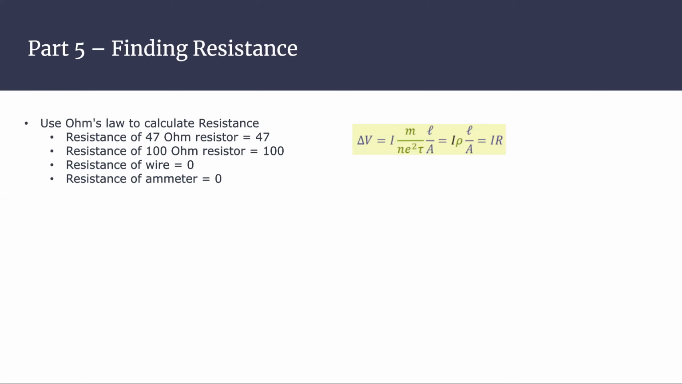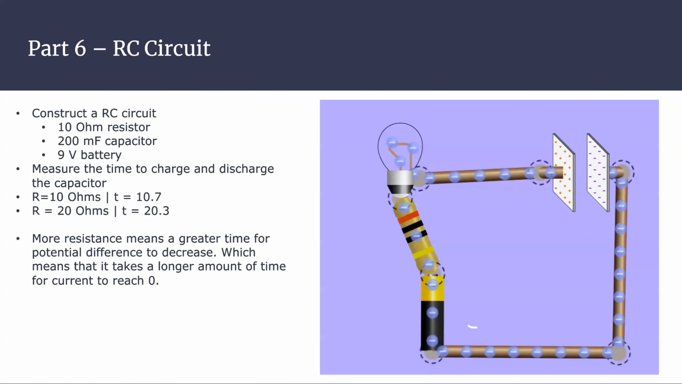Part 5, finding resistance. Use Ohm's law to calculate resistance. I found the resistance of the 47 ohm resistor to be 47 ohms, the resistance of the 100 ohm resistor to be 100 ohms, the resistance of wire is 0, and the resistance of the ammeter to be 0. The formula is to the right.